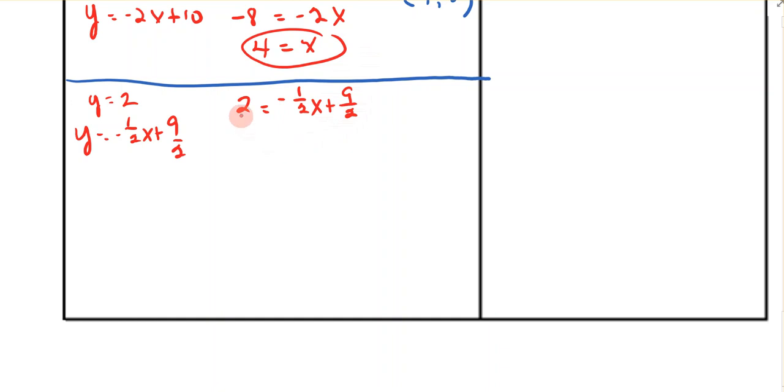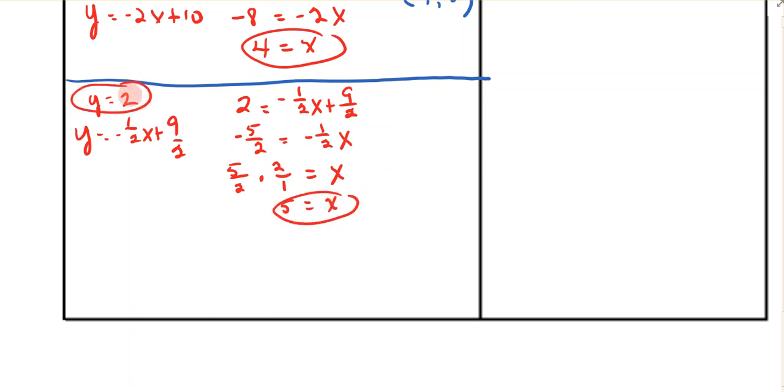I'm going to subtract this 9/2 over here, knowing that 2 is equal to 4/2. So if I subtract 9/2 from that, I get negative 5/2 equals negative 1/2 x. If I divide by negative 1/2, this is going to end up being positive, and if you divide by a fraction, you multiply by its reciprocal. So you're multiplying by that. So x is going to be 5, because those 2's will cancel out. So we have x is 5, y is 2. So now I have another point. I've got (5, 2). Draw another line.